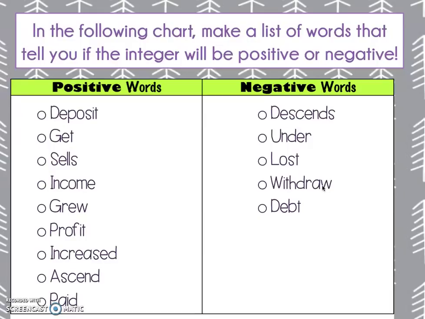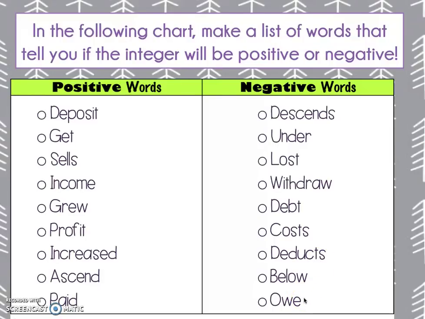Okay. Debt. Debt means you owe somebody money. Costs. If something costs money, we're going to have to pay that. Deducts means you're losing, so it's a negative. Below, like if we're going below sea level. And the word owe. Owe also means that you have some debt, so it's going to be a negative.